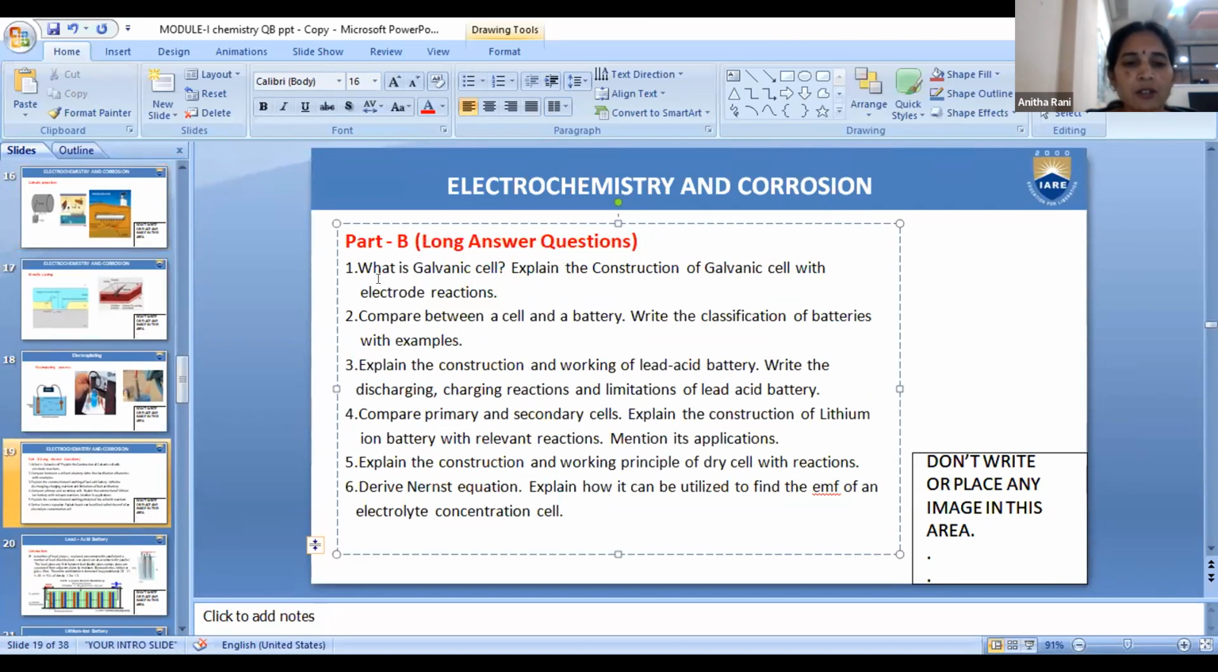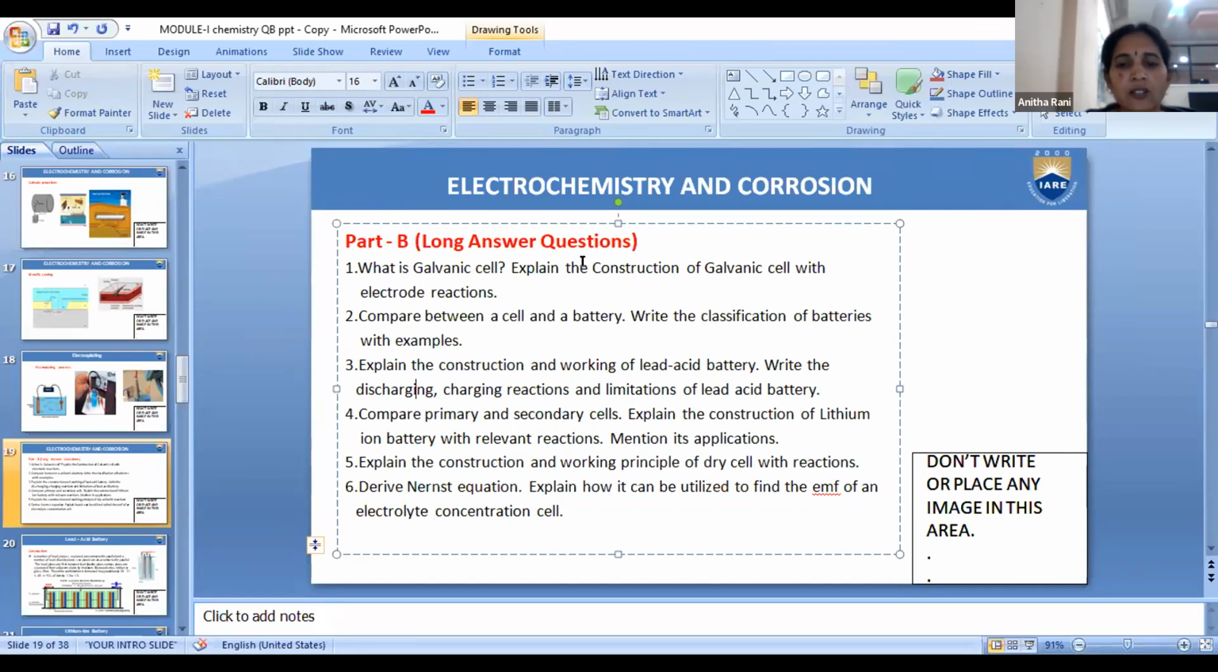First question: what is galvanic cell? Explain the construction of galvanic cell with electrode reactions. Students, you have to write first what is galvanic cell. What will you write as the definition? It is a device that converts chemical energy to electrical energy.